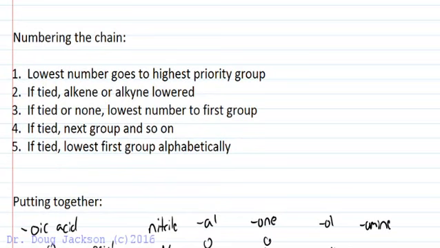our order of rankings for the priority groups. So when we number the chain, the lowest number always goes to the highest priority group. Okay, so that's something we see. And if there's a tie, we number by lowering the alkene or alkyne. And if that's tied, or there are no alkenes or alkynes, we're going to lower the number of the first group encountered. And then if tied still, the next group needs to be lowered. And then finally, we lower the first group alphabetically if there's still a tie. Okay, so the old rules come back for numbering the chain as well.